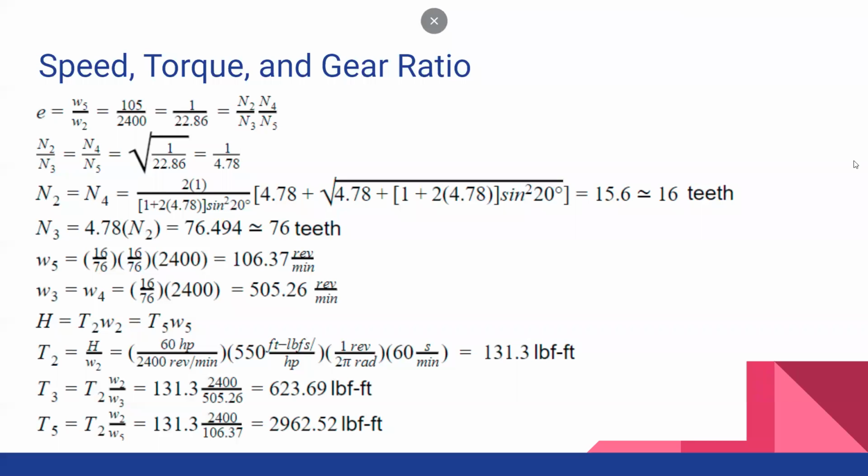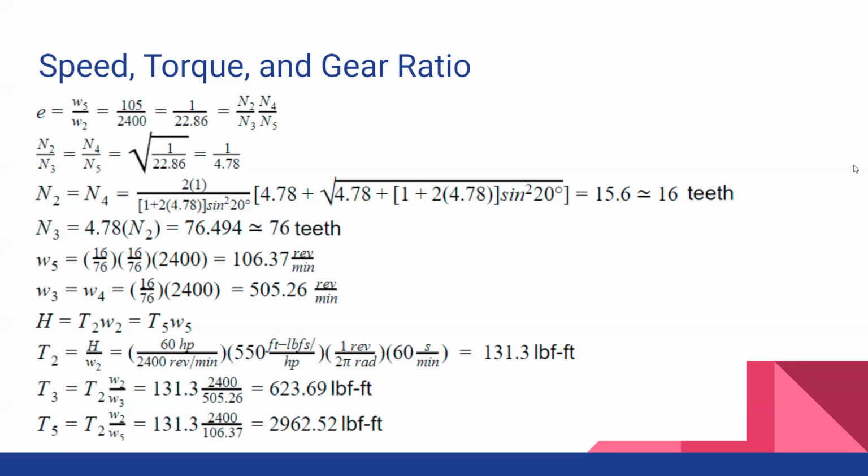So looking at gears, we noticed that N2 was equal to N4 and N3 was equal to N5. Finding the gear ratio, which was equal to the output speed divided by the input speed, we were able to find N2 and N4, which we found to be 16 teeth. N3, which was equal to N5, was equal to the gear ratio times N2, which was 76 teeth. We checked the output speed, which was 106.37 revolutions per minute.